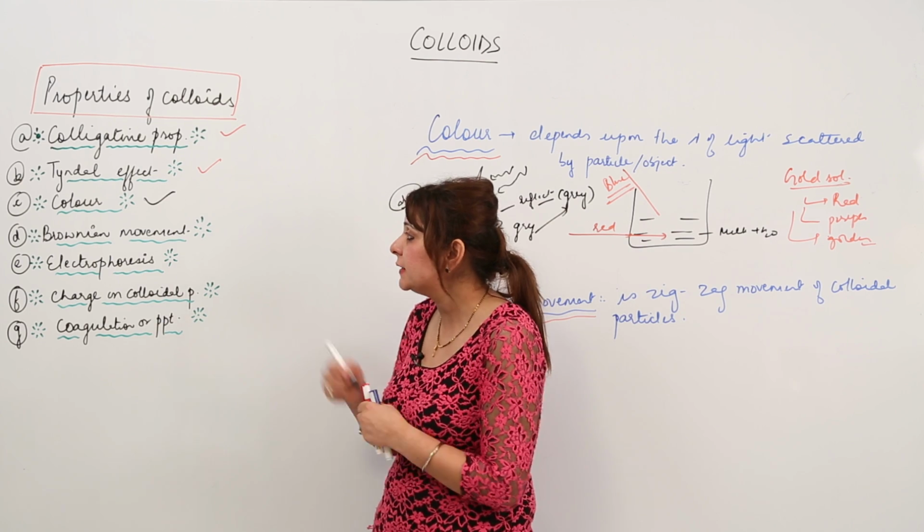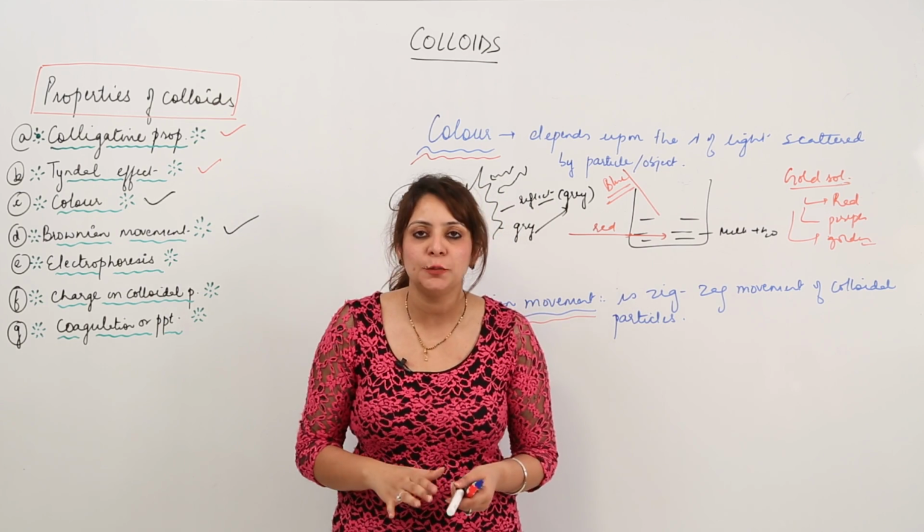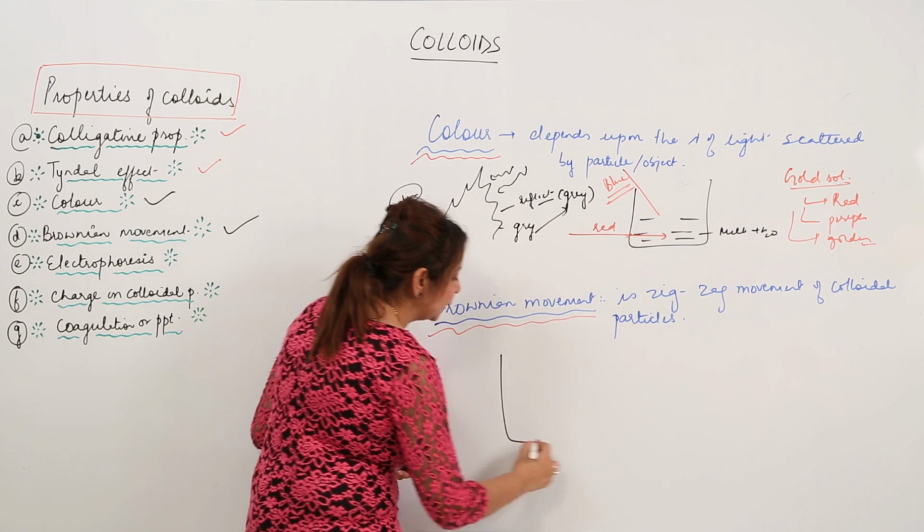Now the next property is Brownian movement. It's an important movement and it is mostly shown only by the colloidal particles. So what is it exactly? I am just going to tell you first.